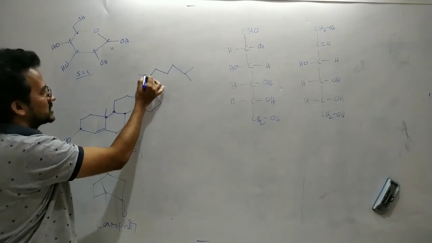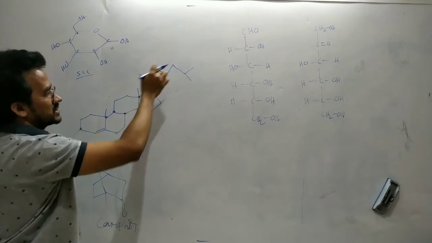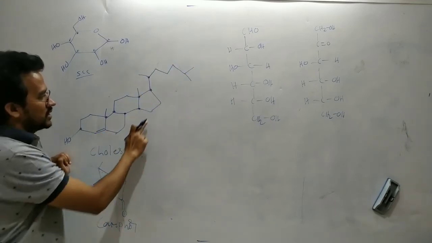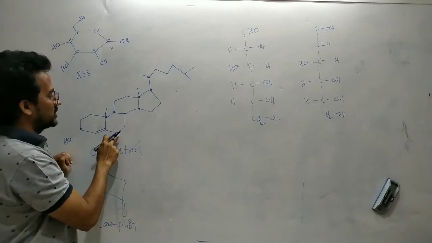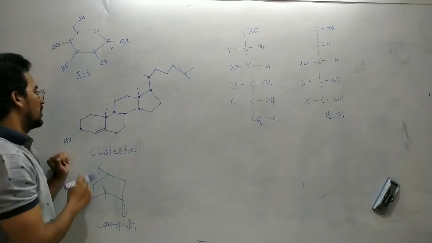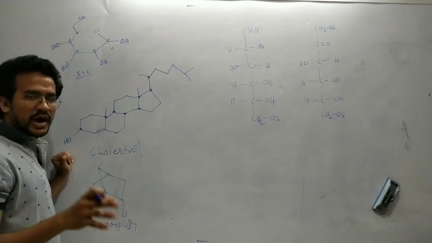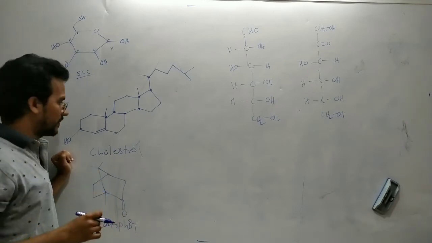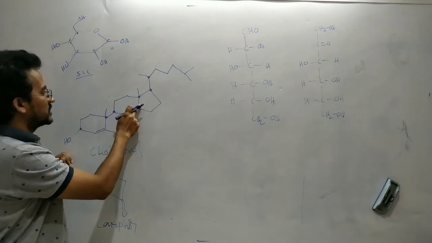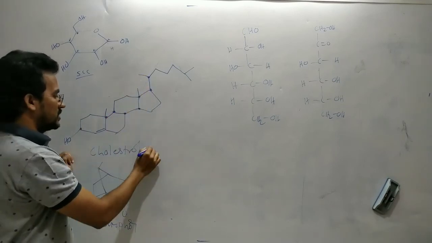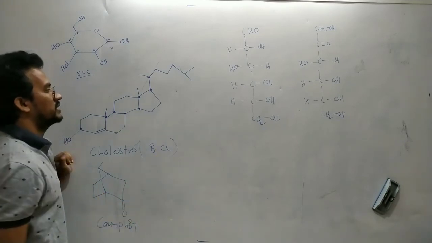It's a chiral carbon. This is also a chiral carbon. Here the methyl is the same, so it's not a chiral carbon. Here this carbon is attached to two hydrogens, so it's not a chiral carbon. Here this carbon, and this one, this one, this one, this one, all these carbons are attached to two hydrogens, so they're not chiral carbons. So here first one, second, third, fourth, fifth, sixth, seventh, eighth. This cholesterol has 8 chiral carbons.